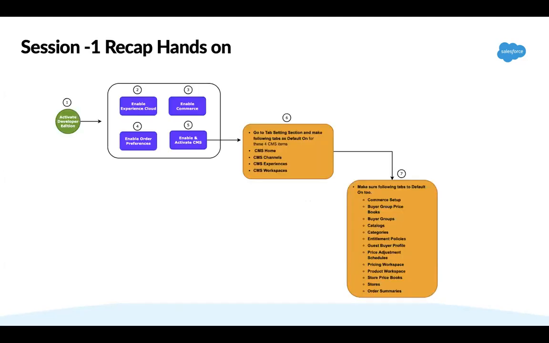So let's recap our session one, what we have done. In session one, we created our developer edition app, enabled Experience Cloud, enabled Commerce settings, enabled order preferences, and enabled and activated the CMS. We went to the profile and gave tab access for these 4 tabs. After that, we gave tab access for different objects inside Commerce Cloud, and we verified CMS as well, whether we have access to it, right? So this is our session one recap.